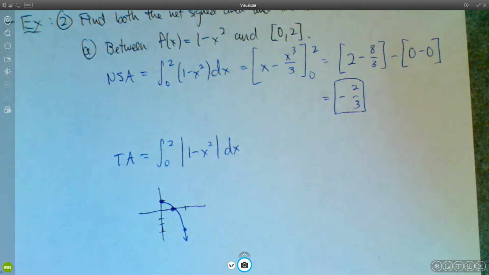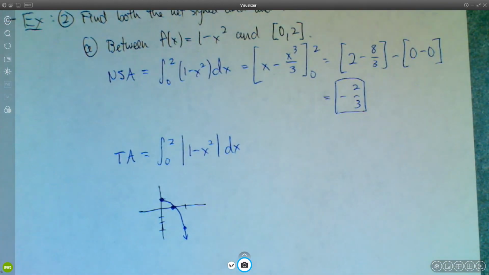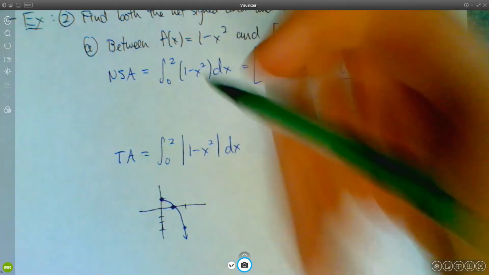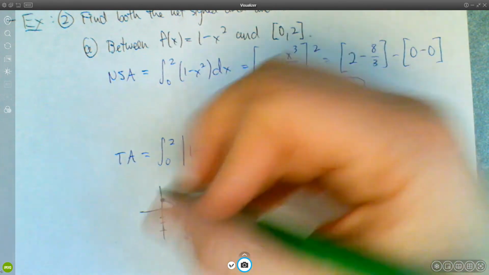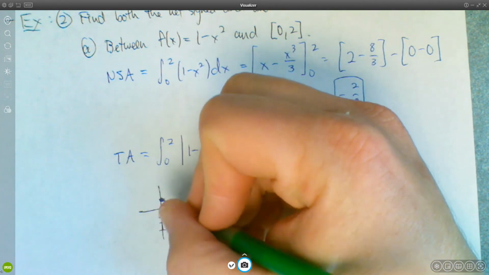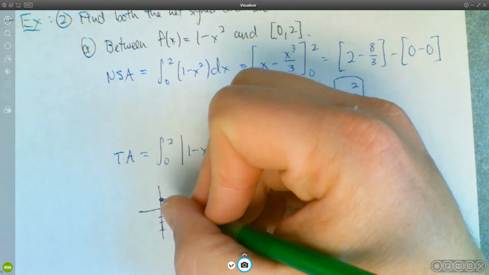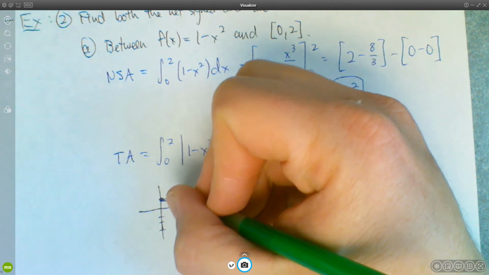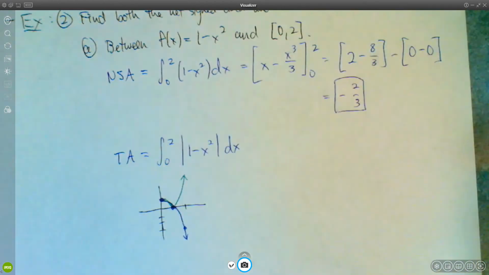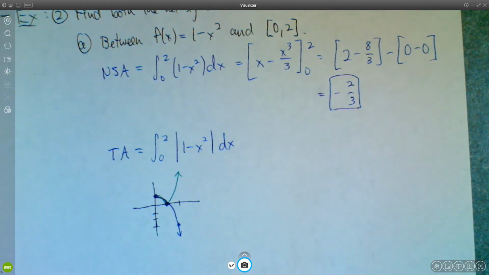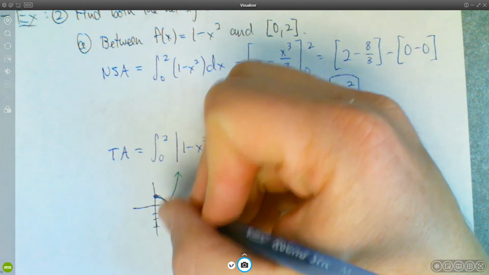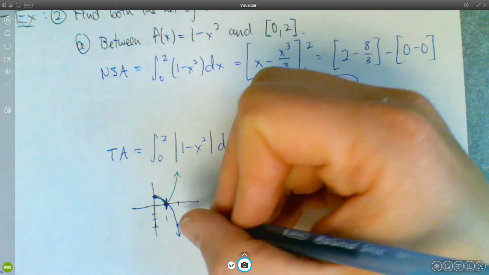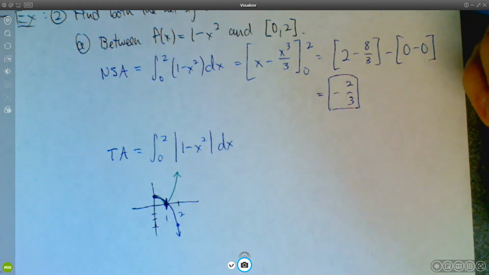So the absolute value of f is going to reflect all of the negative stuff up above the x-axis. Right here, the absolute value is going to cause this to bounce back. So it's going to bounce back kind of like this. That's what the absolute value is going to look like. But what that suggests to me is that we should split the integral right here at 1.